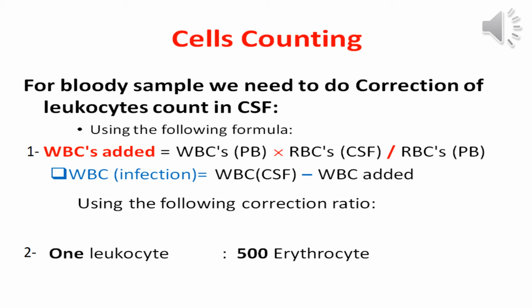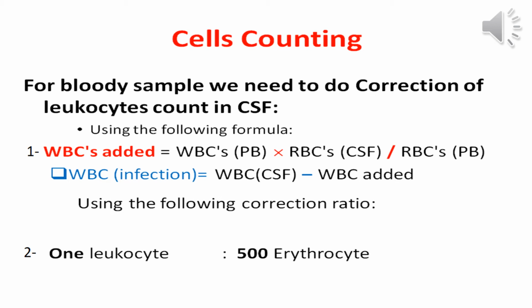Now, to know the white BC that come from the peripheral blood, we call it white BC added. We have 2 formulas. The first formula: white BC added equals the white BC in the peripheral blood, which you can know from the CBC, multiplied by the RBC you counted in the CSF, divided by the RBC in the peripheral blood.